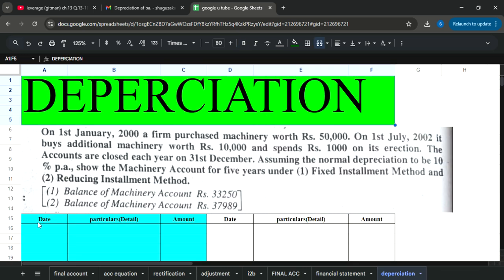Alright guys, you can see date, particulars and amount. This is for the debit side, and date, particulars and amount for the credit side. This different color will represent the debit side of this particular account.